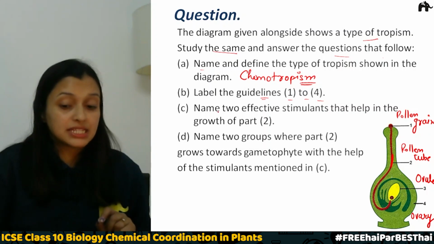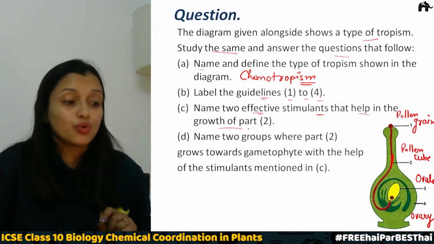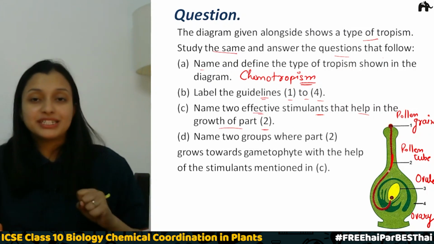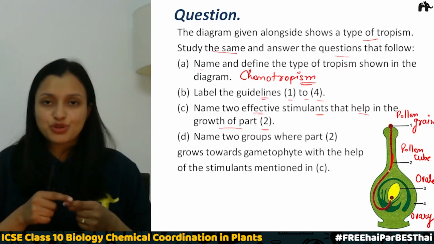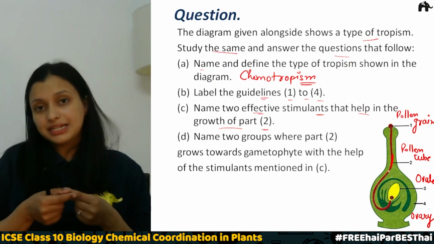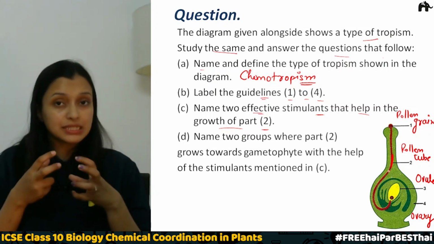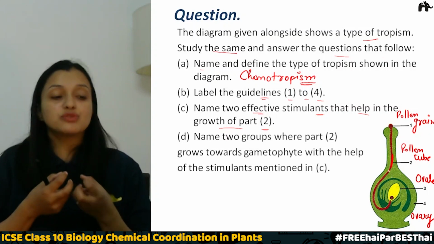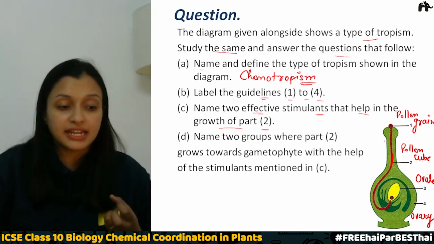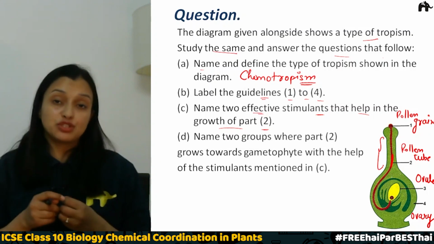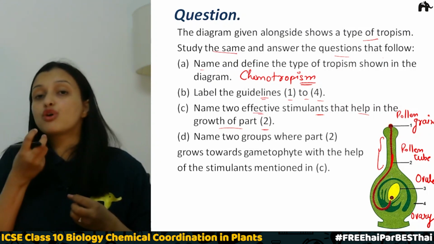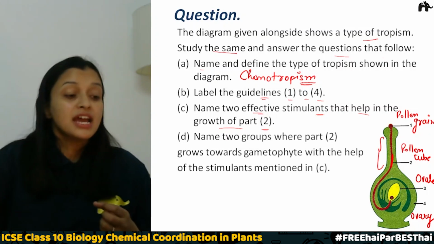Now let's see the third part. C part says name 2 effective stimulants that help in the growth of part 2. So what are those effective stimulants? Just recall chemotropism. There we studied that there are certain sugars and peptones which are present in the neck canal cell of the female gametophyte. So basically these chemicals are the stimulants for the growth of the pollen tube.